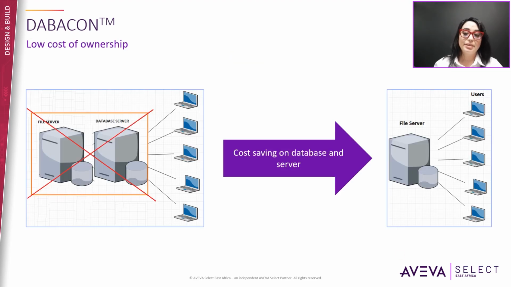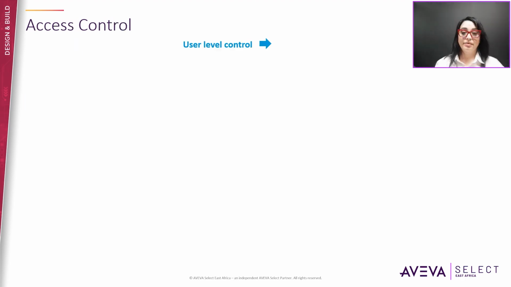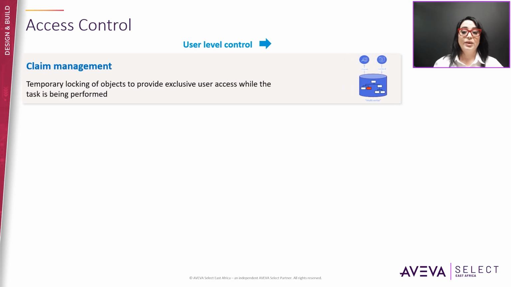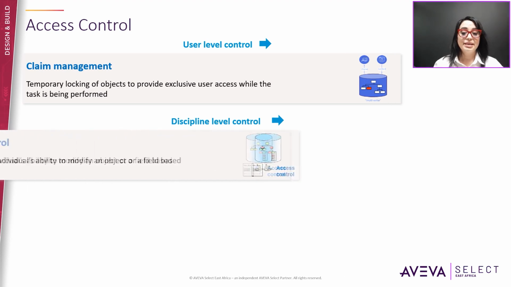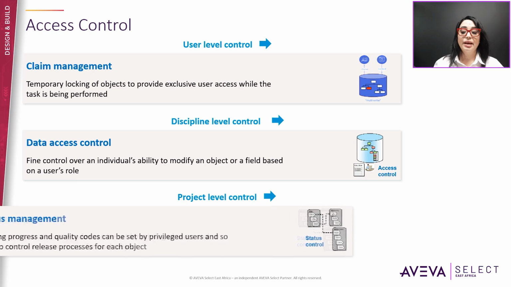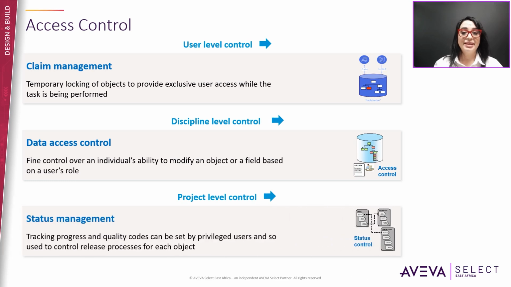Dabacon enables us to have a low cost of ownership, as we no longer need to buy and own a physical database server. This also enables our access control, where we have user-level control through claim management, discipline-level control through data access control, and project-level control through status management.